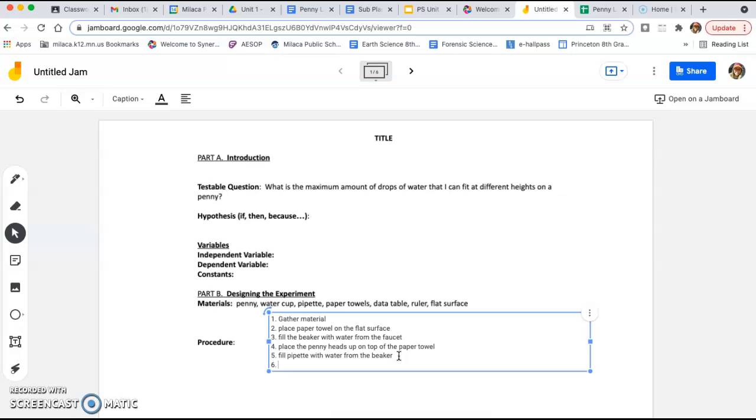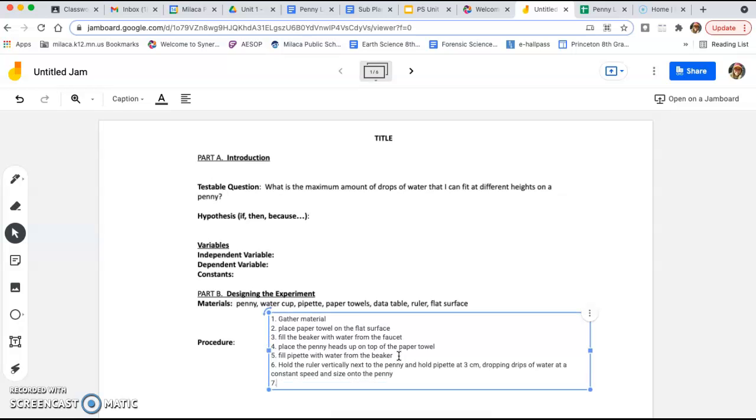Number 6 was hold the ruler vertically. Remember that means up or down. Next to the penny. And then we said we are going to hold our dropper, or pipette, I should say, use the same words, at 3 centimeters, dropping drips of water at a constant speed, as constant as you can get, and size onto the penny.